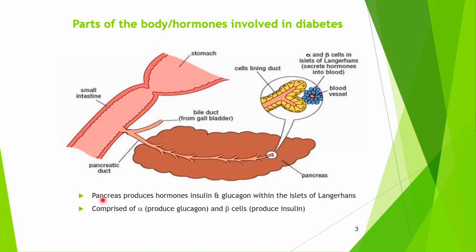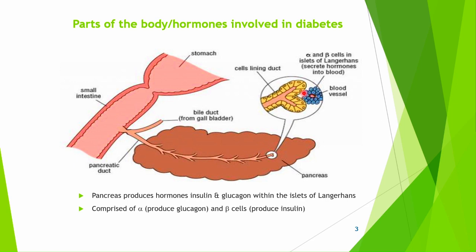So what part of the body is responsible for controlling blood glucose and diabetes? First of all, the important part, which is the pancreas. The pancreas produces the hormones insulin and glucagon within the islets of Langerhans. So the blood sugar is increased in case of any problem happening in this gland. We can see it here.